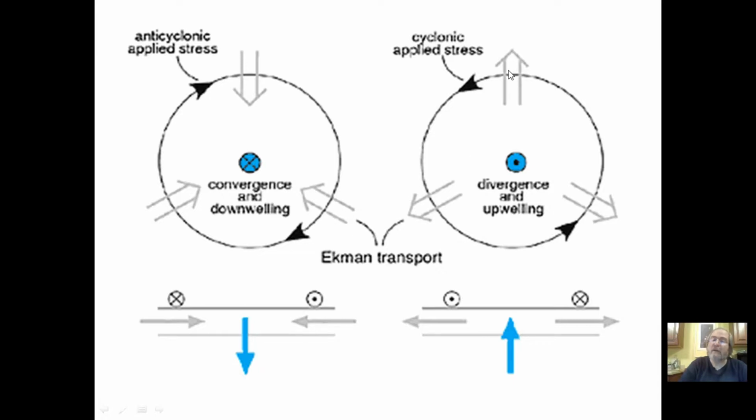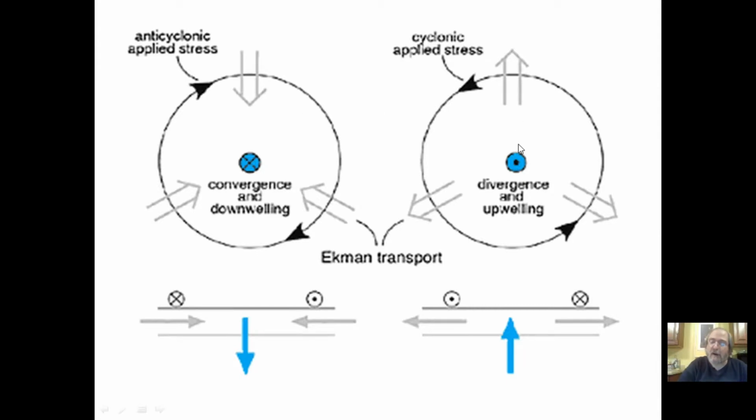Here we have cyclonic applied stress. Note the direction. This is clockwise, this is counterclockwise. So this is illustrative of the northern hemisphere. In the middle, you have a divergence with an upwelling, right? You see the water is flowing out. This is Ekman transport. That's the mass transport of water. It's flowing out from the center. So you create a void in the middle, you need to refill it. Conservation of volume. So you have an upwelling.